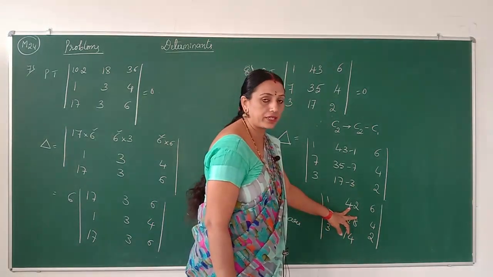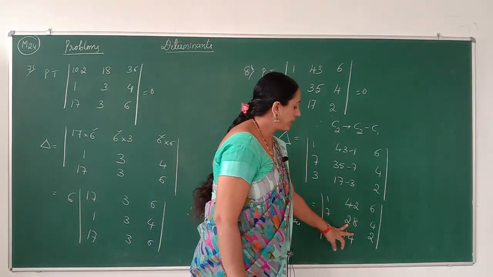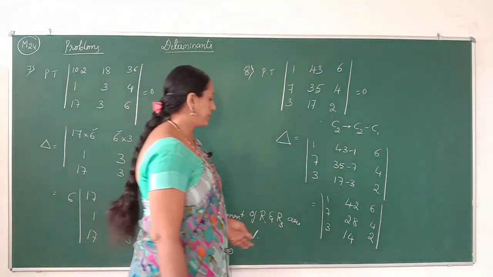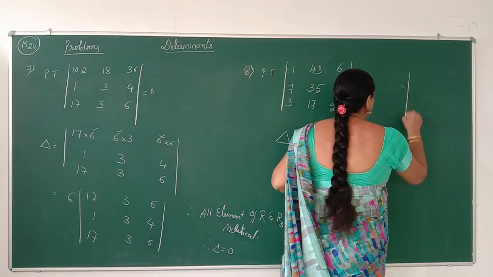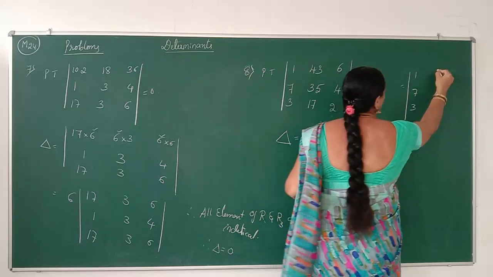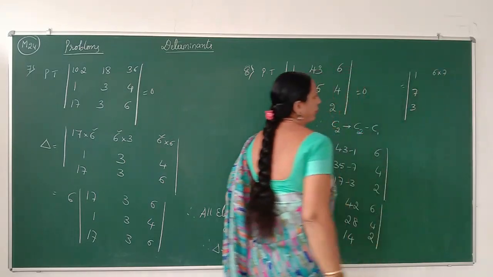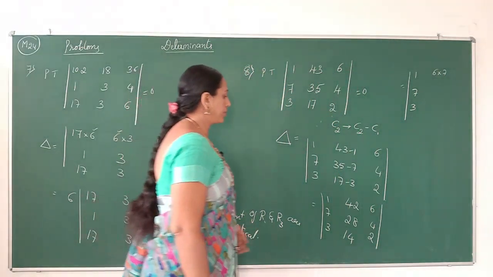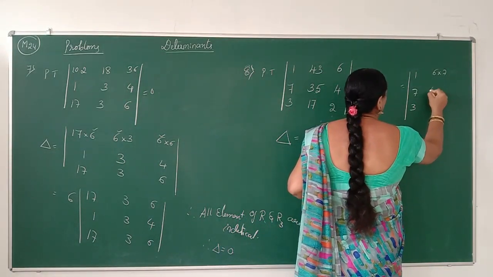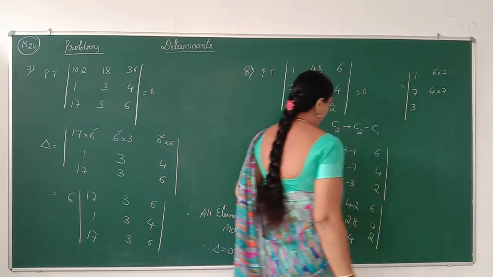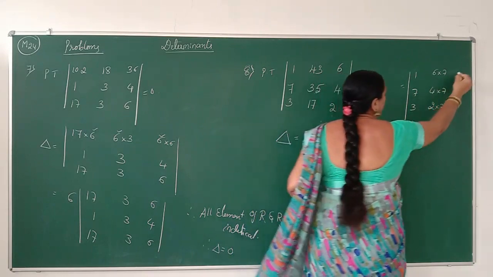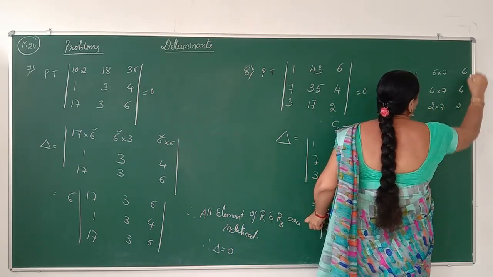So 42 can be written as 7 into 6, 28 can be written as 7 into 4, and 14 can be written as 7 into 2. So these can also be written as 1, 7, 3, 6 into 7. Instead, 42 can be written as 6 into 7, 28 as 4 into 7, and 14 as 2 into 7. So the third column is 6, 4, 2.